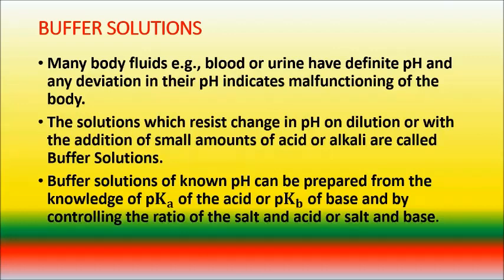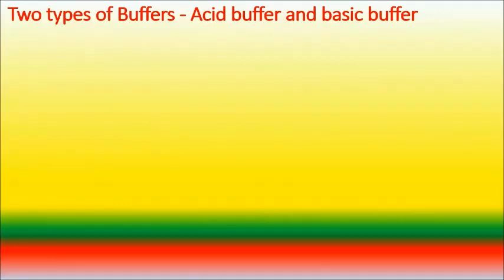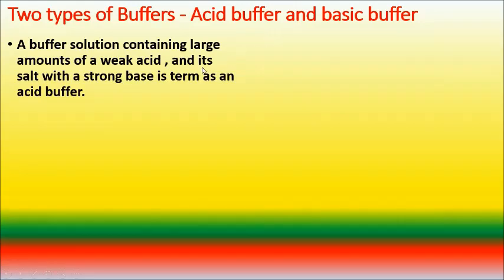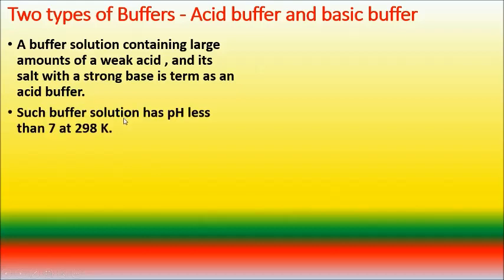Buffer solutions of known pH can be prepared from the knowledge of pKa of the acid or pKb of the base, and by controlling the ratio of the salt and acid or salt and base. There are two types of buffer solutions, that is acid buffer and basic buffer. A buffer solution containing a large amount of a weak acid and its salt with a strong base is termed an acid buffer.